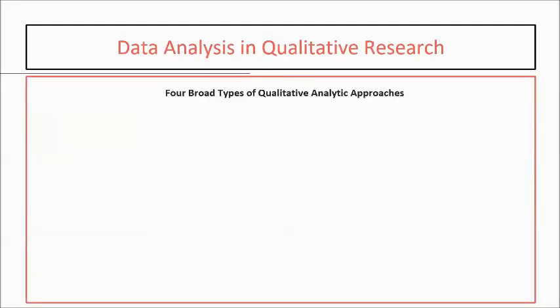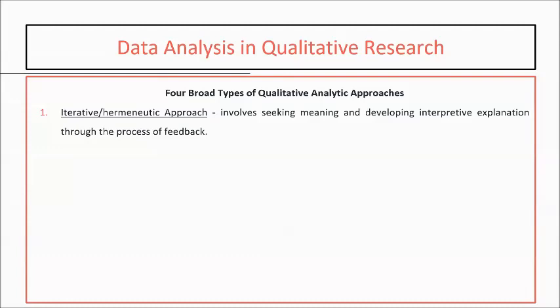Next is the four broad types of qualitative analytic approaches. So, here we have four. The first is iterative. When we say iterative, it involves seeking meaning and developing interpretive explanation through the process of feedback. So when we say iterative, you will give a feedback. So after collecting the data, you will examine it and then you will give your own feedback about it, or you will give your own feedback about their answers.